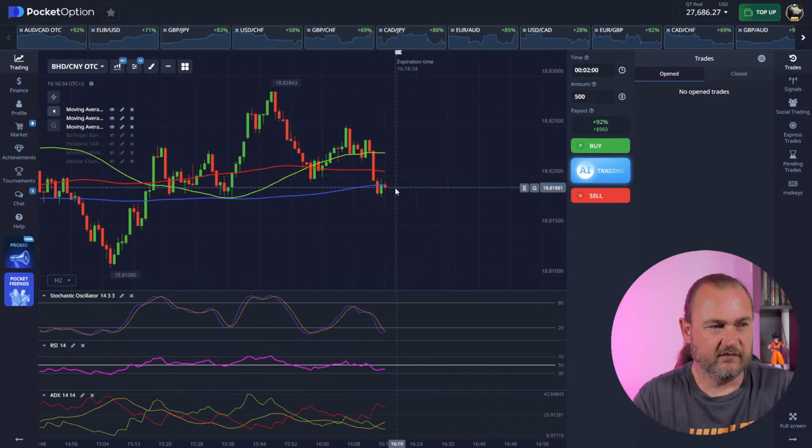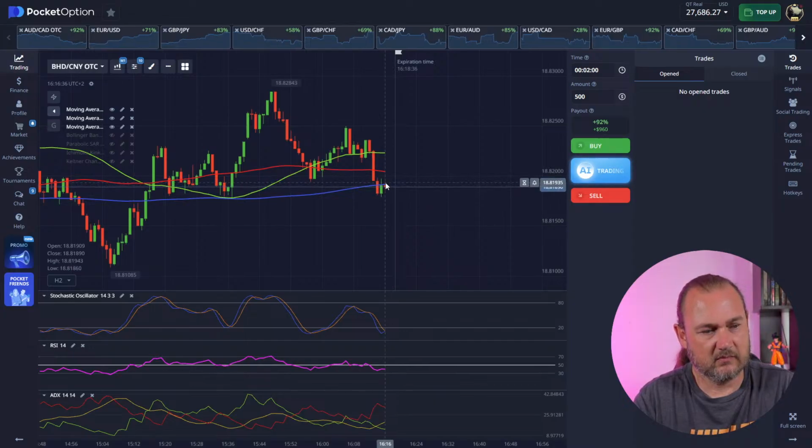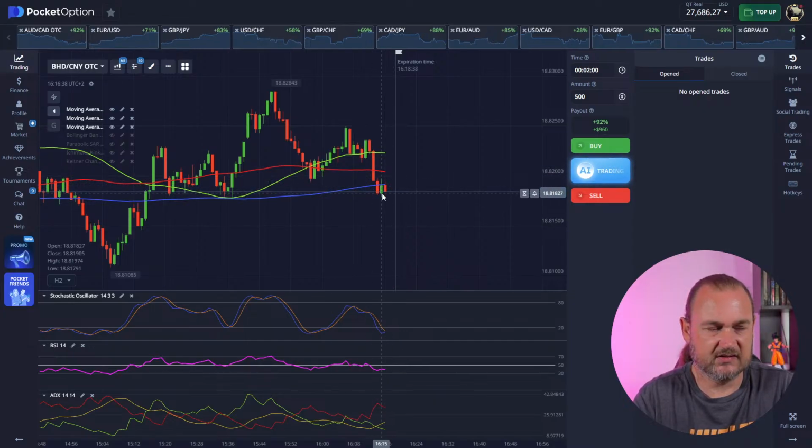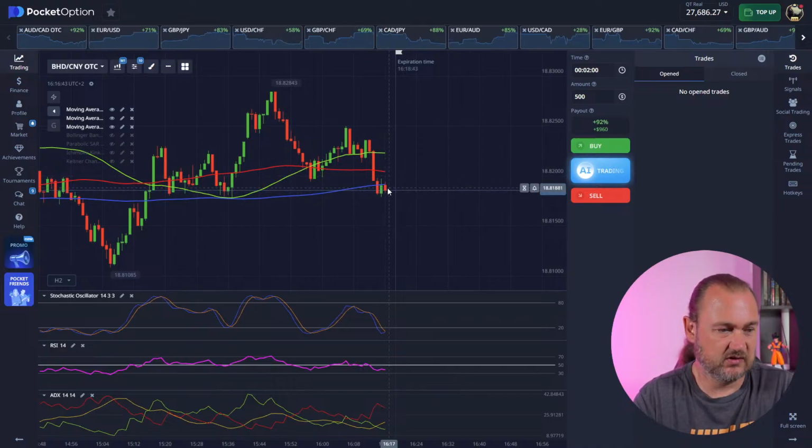I think it would be worth risking a buy trade on this if we do push up from here. If it keeps dropping, absolutely not. But if it does push up from here and my RSI breaks through 50, I will consider taking a buy trade.